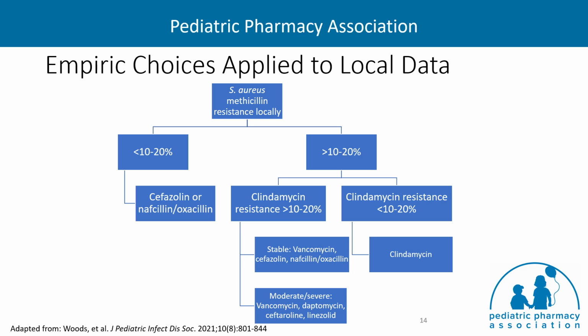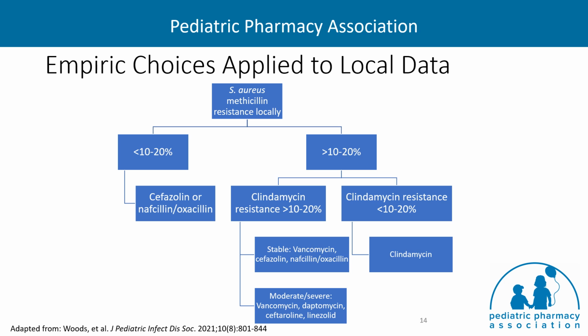Starting with Staph aureus, you're supposed to look at your methicillin susceptibility or methicillin resistance at your local institution. If your resistance to methicillin for Staph aureus is less than 10 to 20%, then you go with some kind of MSSA agent, which is typically cefazolin or nafcillin and/or oxacillin, whichever one your institution uses. And you're going down the MSSA route.